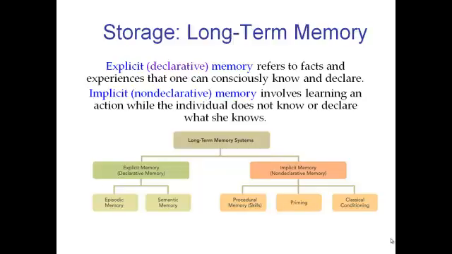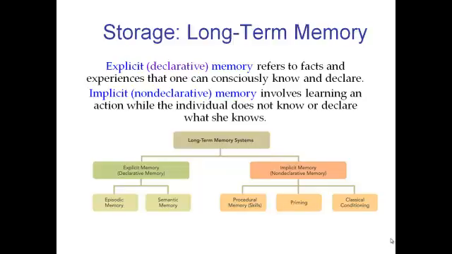Implicit or non-declarative memories, you cannot just simply tell me. You cannot just simply state them as they are. When you learn an action, for example, when you learn how to type, you can't simply just tell me how you do it. You just go ahead and do it. Your fingers have the memory, if you think about it, right? It seems as though your fingers have the memory. Well, really, your brain has the memory, and the brain is telling what the fingers are doing.